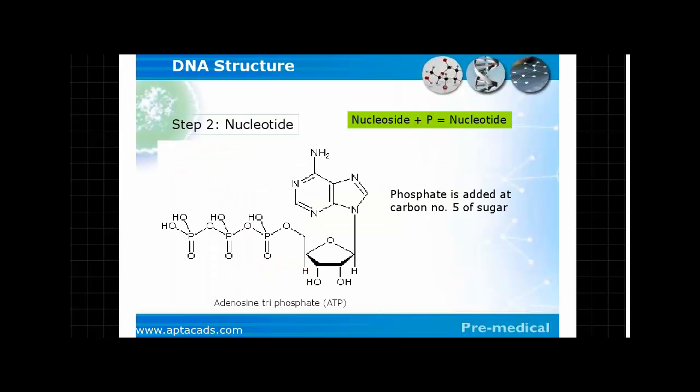In step 2, we will see the formation of nucleotide. For the formation of a nucleotide, one nucleoside binds with a phosphate group. So nucleoside and phosphate together form nucleotide. Now here also the binding is very specific in nature, as we can see there that this is the nitrogenous base which is bound to carbon number 1, but the phosphate group is bound to the carbon number 5.